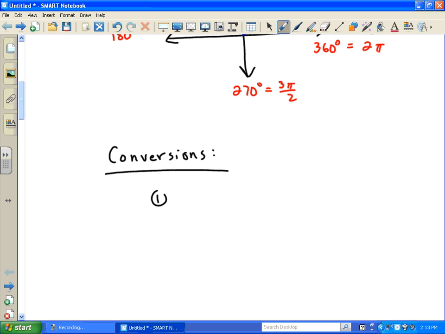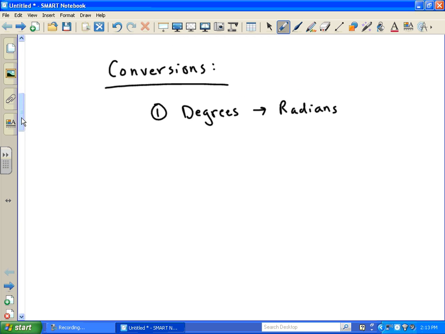Number 1, if you want to go from degrees to radians, what you're going to do is multiply by what we call a clever 1. You know that multiplying by 1 doesn't change anything. But if our 1 has the proper units on it, we can convert from degrees to radians.